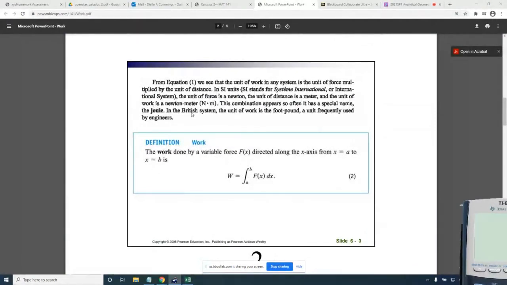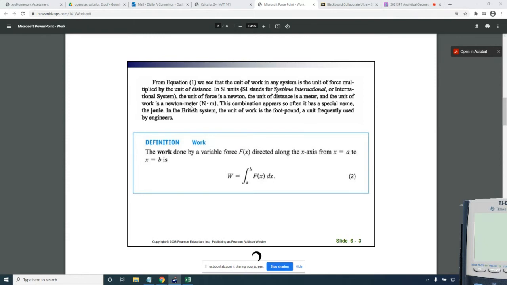Now, just another thing I want to point out about work itself. Work in SI units, its unit is a Newton meter. So whenever you are working with work, that unit in the SI system is the Newton meter, which has a special name called the joule. In the British system, the unit of work is foot pound.